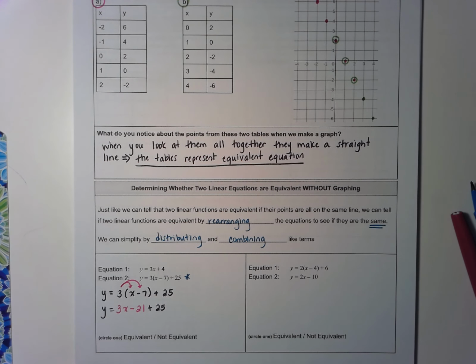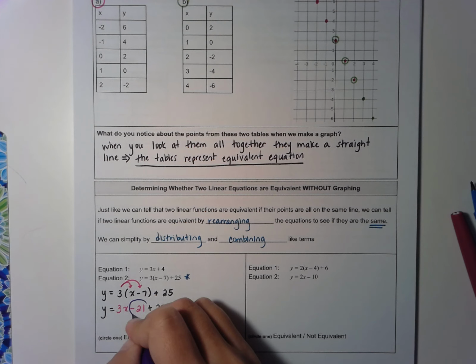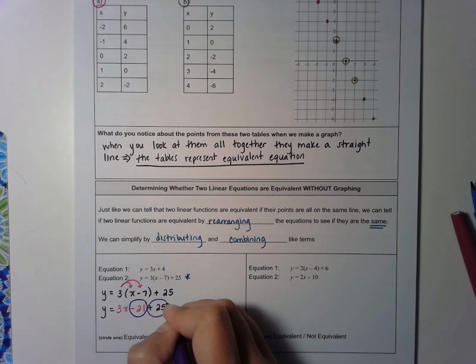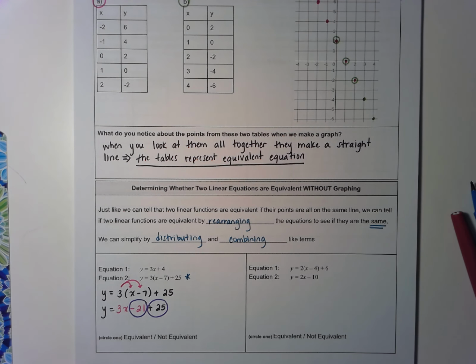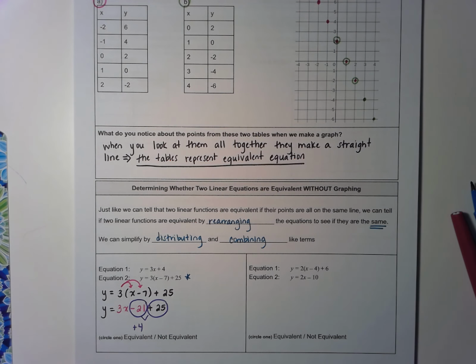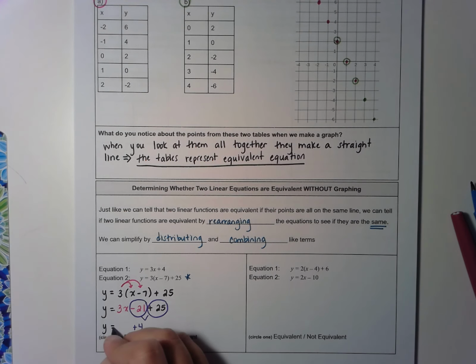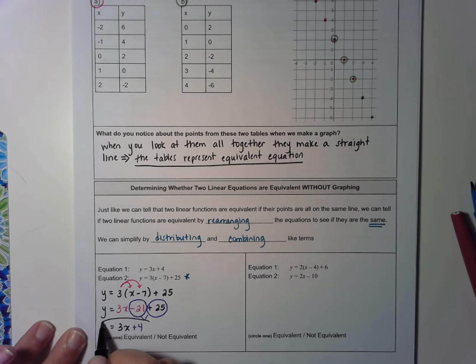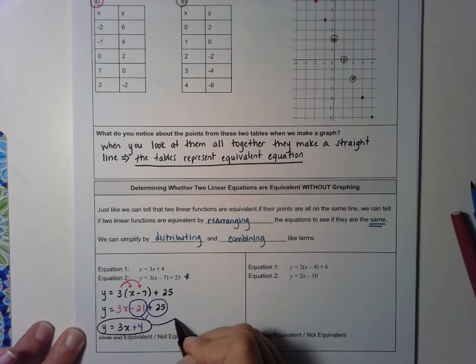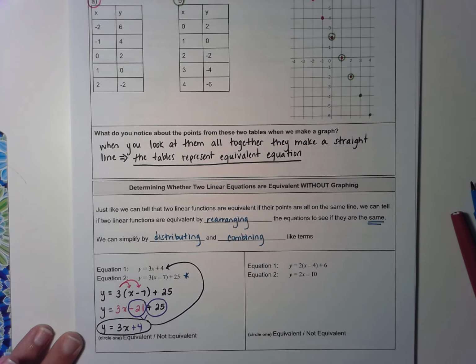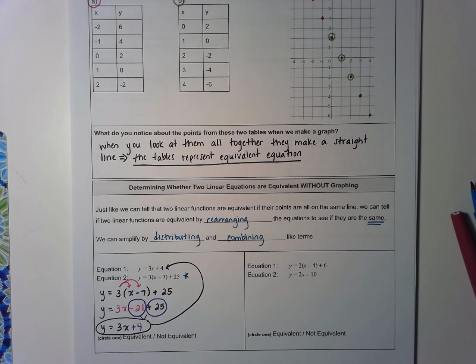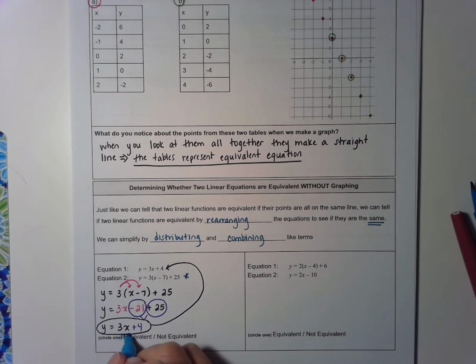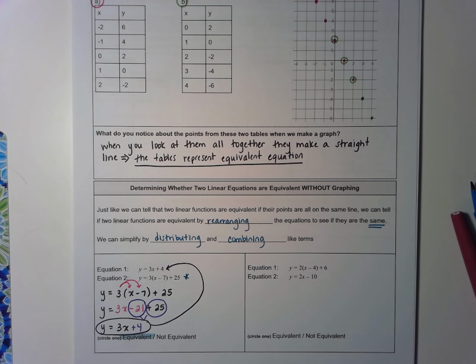Then you're going to combine like terms. In this problem, the -21 and the +25 are like terms. Then when you combine those, you get +4. For the rest of the equation, you're just going to drop it like it's hot, and you get 3x. If you look at this final simplified equation and you compare it to the other equation that we didn't rearrange, you'll notice they're exactly the same. What that means is that these two equations are equivalent.